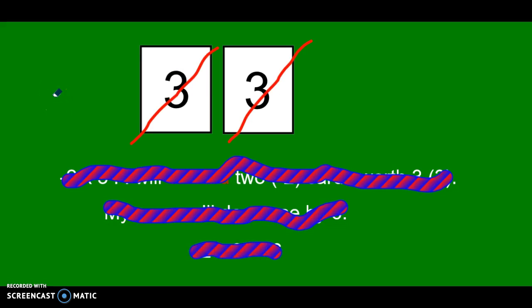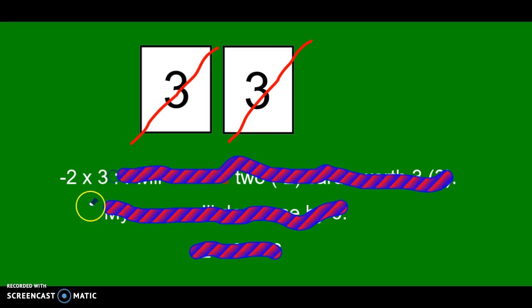Now the third one will get a little bit more complicated. Now what we're saying is, what if my first factor was negative? If I have a negative 2 times 3, well, what's going on? Well, my first factor tells me how many cards I have. Well, how can I have negative cards? Well, if I have negative cards, it means I'm discarding them.